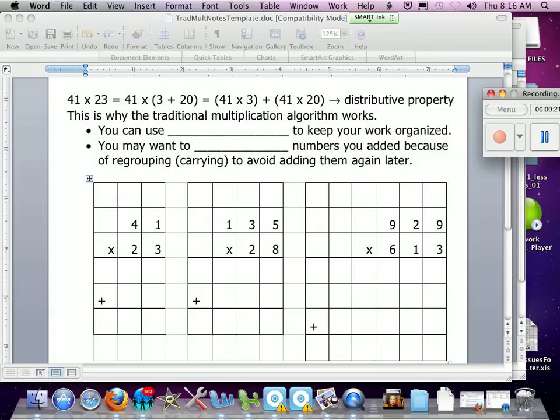So in general, the reason why this traditional method works is because if you're doing 41 times 23, it could be broken down into 41 times 3, and then 41 times 20. Because if you think about traditional, I'm going to do the 3 times the 41, and I'm going to do the 20 times the 41 as two separate parts. So 41 times 3, and I add to it the 41 times 20. So it's just the distributive property that allows this strategy to work.